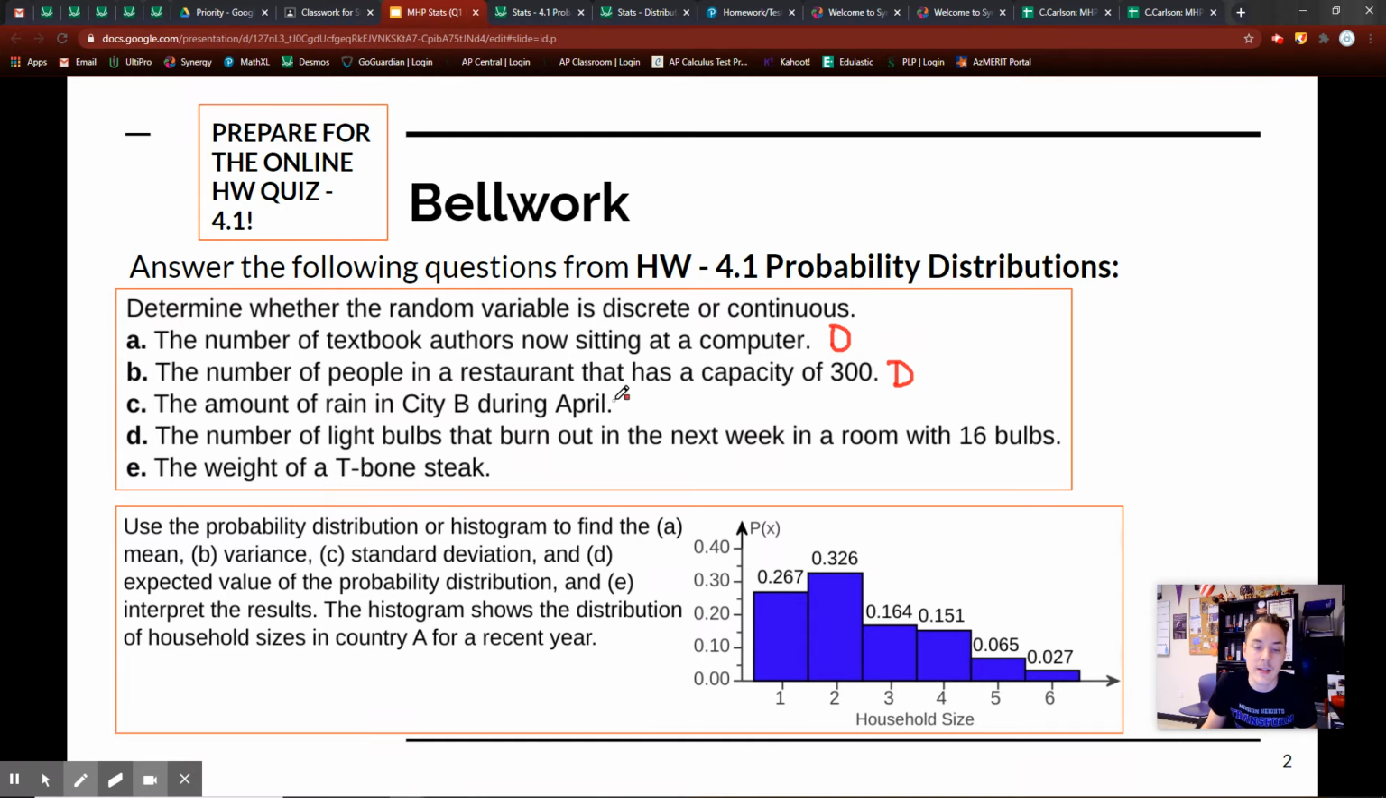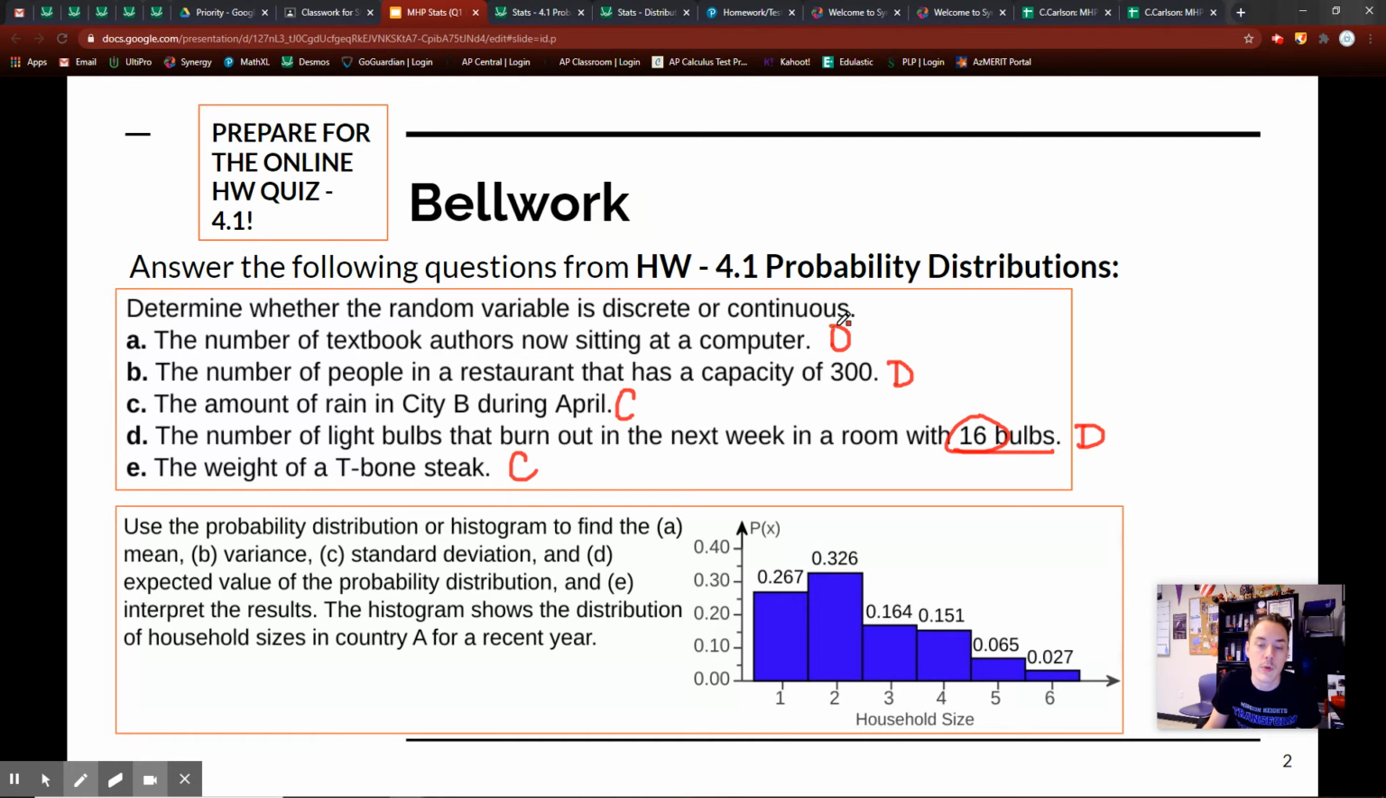The amount of rain in city B during April, that's continuous because it could be like 0.25 inches, or it could be 10.76 inches. It could be a continuous random variable instead of a discrete random variable. The number of light bulbs that burn out in the next week, with 16 bulbs, well, 16 kind of gives it away. That's also discrete because there's not 16 point something. It's not a fraction. It's a whole number. And the weight of a T-bone steak, the weight, of course, can be 10.78 or it could be 5.87. It could be a fraction, so that means it's going to be continuous. And that's that simple, guys.